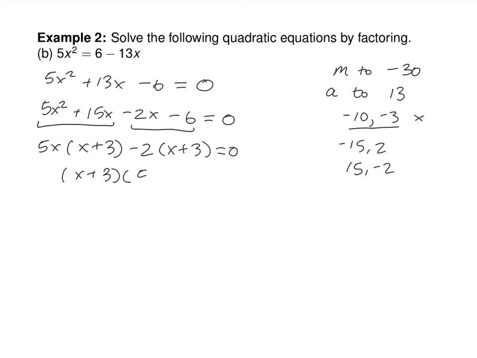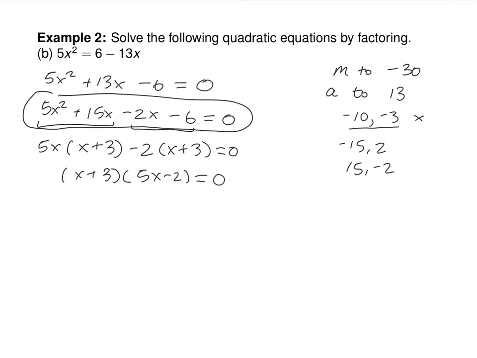Does it matter what order those get written in? No. I like to put the 5x first, though. Okay, if you like that better, that's totally fine. Do whatever you want. Why did you need to write out the plus 15x and the minus 2x? That is a technique called grouping that allows you to factor polynomials like this.